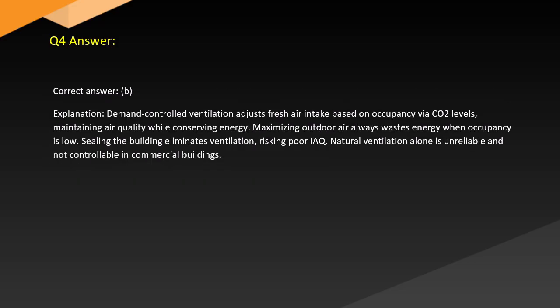Answer. Correct answer, B. Explanation. Demand-controlled ventilation adjusts fresh air intake based on occupancy via CO2 levels, maintaining air quality while conserving energy. Maximizing outdoor air always wastes energy when occupancy is low.